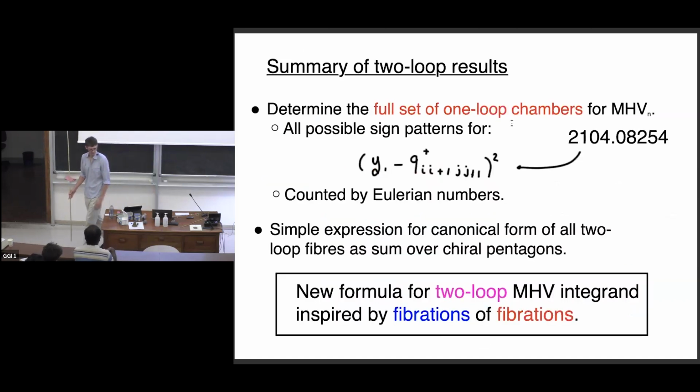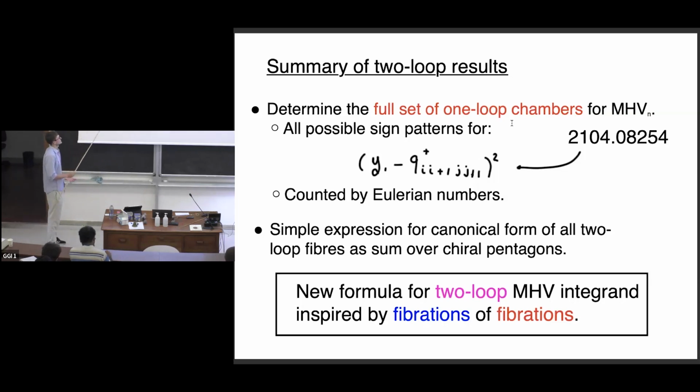So the last thing I want to do is just summarize results of our recent paper from a couple of months ago. We were able to determine the full set of one loop chambers for all MHV n by determining all possible sign patterns for these distances to the vertices of the one loop fiber. And it turns out they're counted by the Eulerian numbers. And this is closely related to the work of this paper, where chambers of the M equals 2 amplituhedron were considered.